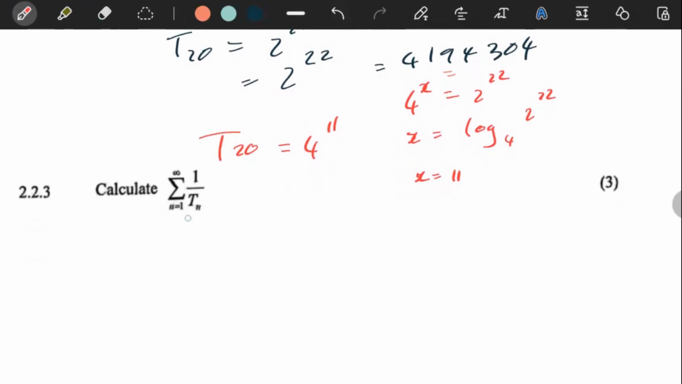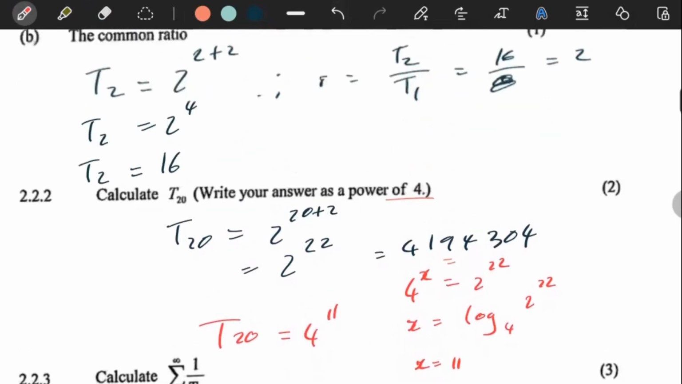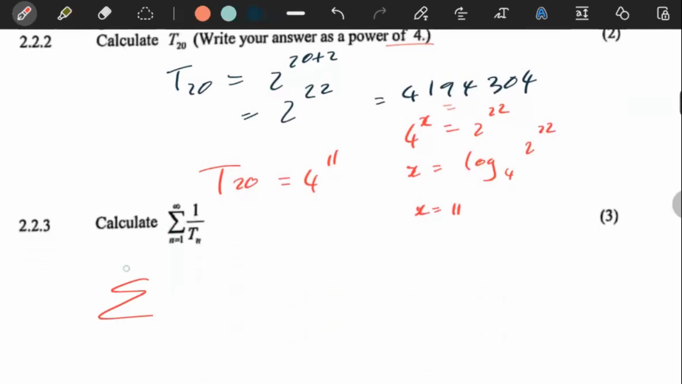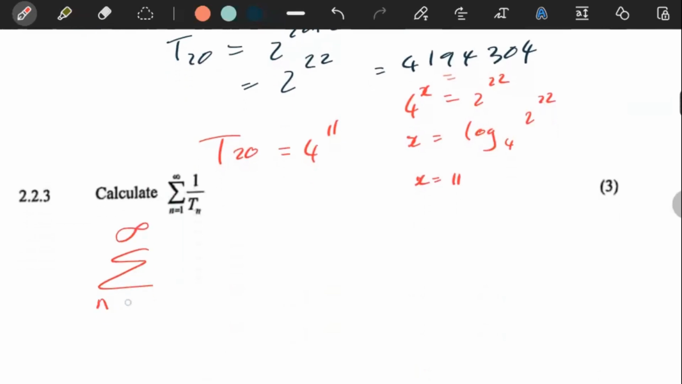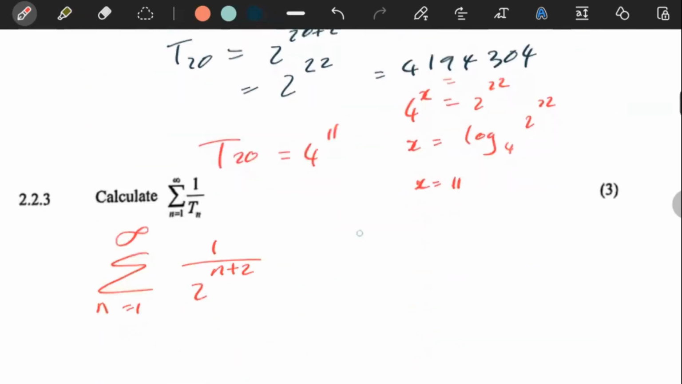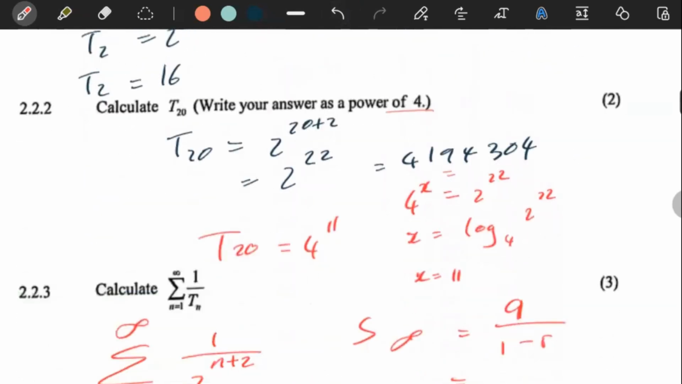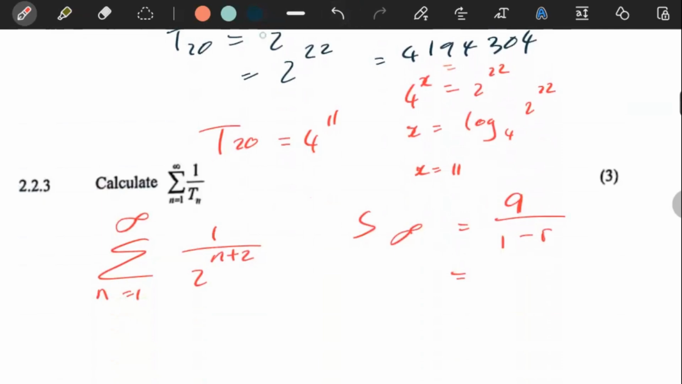Here it says calculate the sum to infinity. Well, this is still the same sequence. So technically, you should be seeing the sum from n equals 1 of 1 over 2 to the power of n plus 2. We need to work out the sum to infinity of this. It's a very straightforward question because sum to infinity already has a formula: a over 1 minus r. A we worked out to be 8, and our value of r, we worked out to be 2.